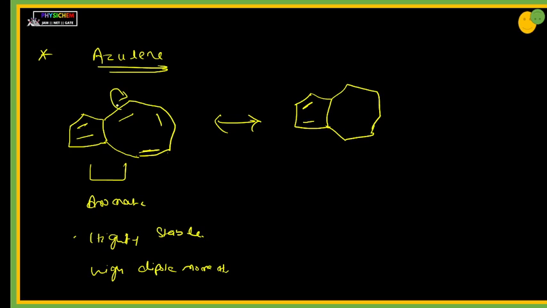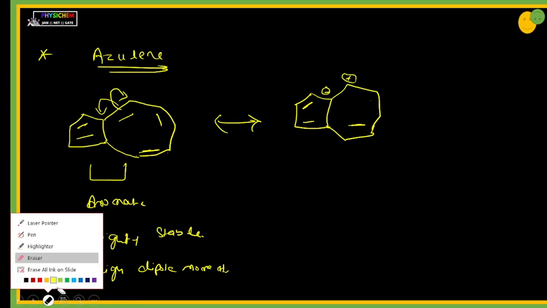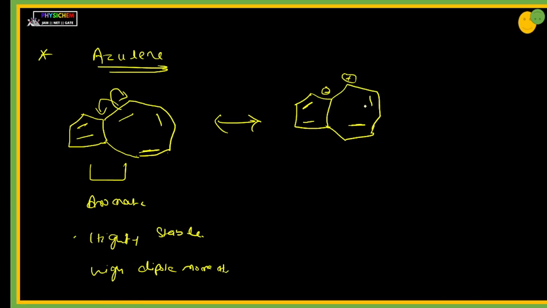This will form a negative charge and a positive charge. This is negative and this is positive. Okay, 2 to 4, 4 and 6. So this is aromatic, and this is also aromatic because of 6. So highly stable, that's why this compound is highly stable.